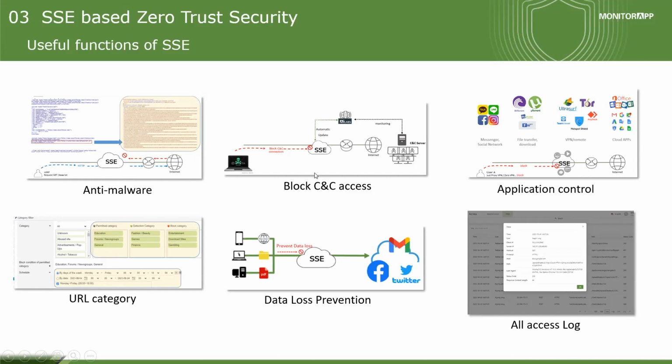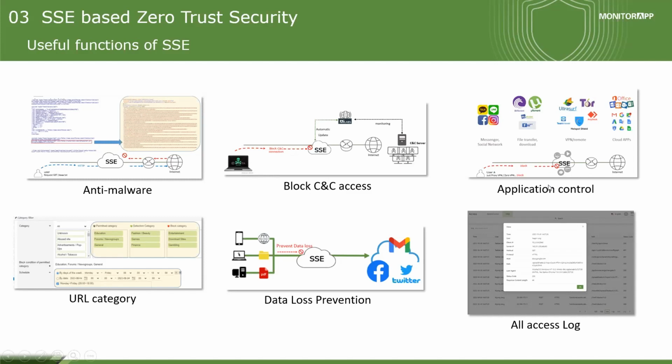And second, blocking C&C access. If the device has been compromised, in order to get additional control, the malicious traffic tries to access the C&C server automatically. But as I mentioned, the SSE platform already knows the C&C IP address, so this attempt will be blocked automatically. So even if the device has been compromised, we can minimize the possible risk.